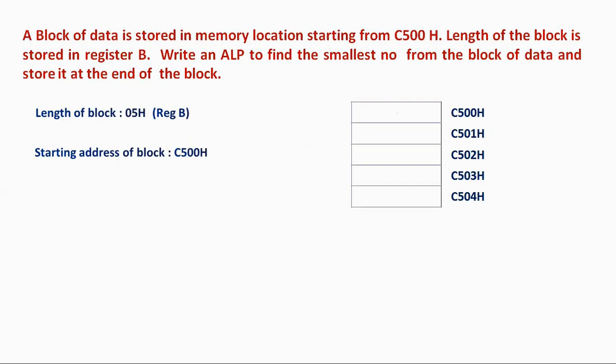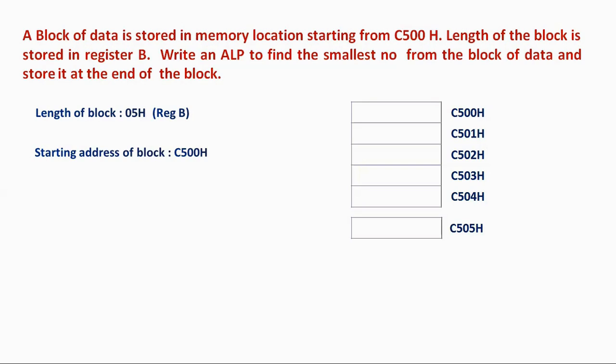So from these 5 locations, we have to find out the smallest number, and as mentioned in the problem statement, we have to store the smallest number at the end of the block, that is memory location C505H. Now how can we find out the smallest number from these 5 locations? The logic is very simple. We'll just compare the first number with the second number. Whichever is the smallest one, we are going to place that in one register.